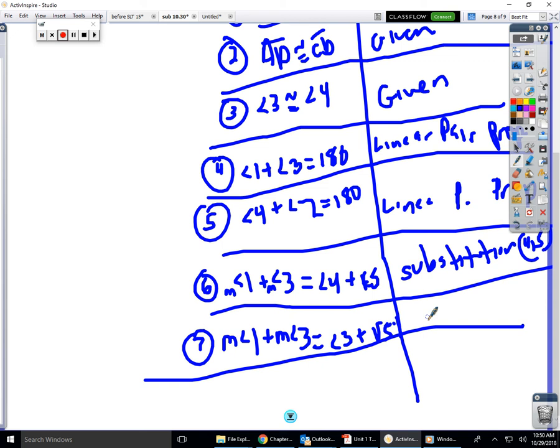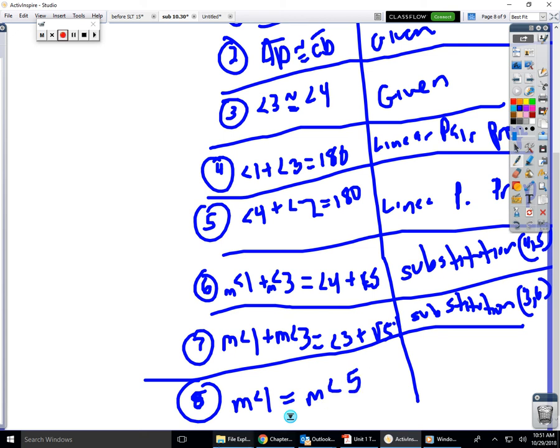If I put a 3 on both sides, then I could subtract them. So I'm substituting based on line number 3 and line number 6. I'm substituting the information from line 3 into line 6. Well, now, because I have angle 3 on both sides, I can just say that the measure of angle 1 is equal to the measure of angle 2. Because all I did was subtract 3 from both sides. So that's the subtraction property of equality, POE.